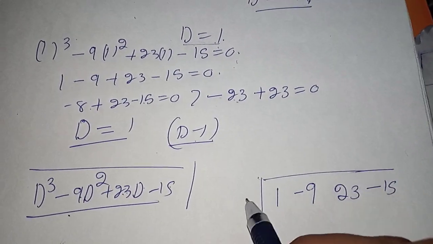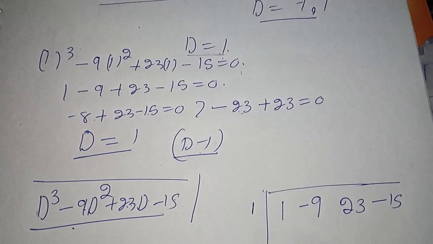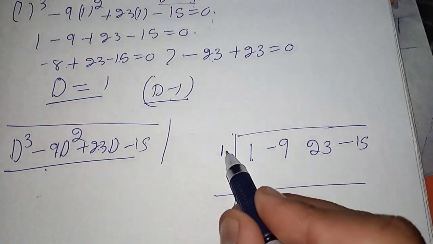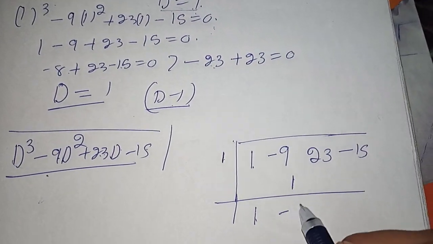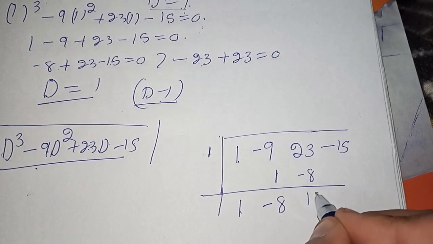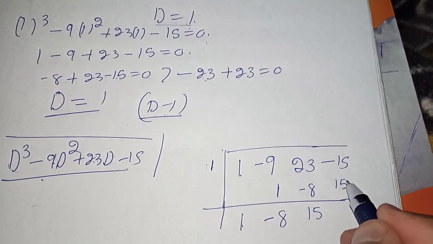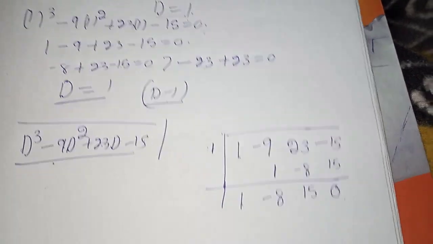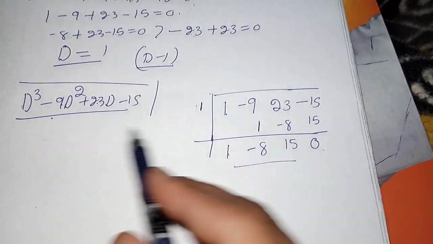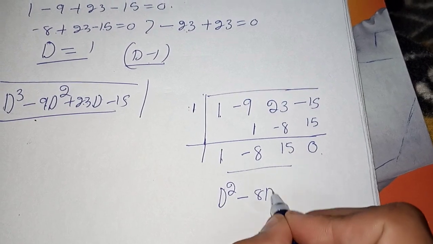Then take this value by which this whole equation comes out 0, and place it there. Multiply this and this, take 1 here, that comes out minus 8. Multiply this and this, and take there minus 8, that comes out 15. Multiply this and this, take here plus 15. Plus 15 and minus 15 comes out 0. These are the coefficients of the order lower than d cube.